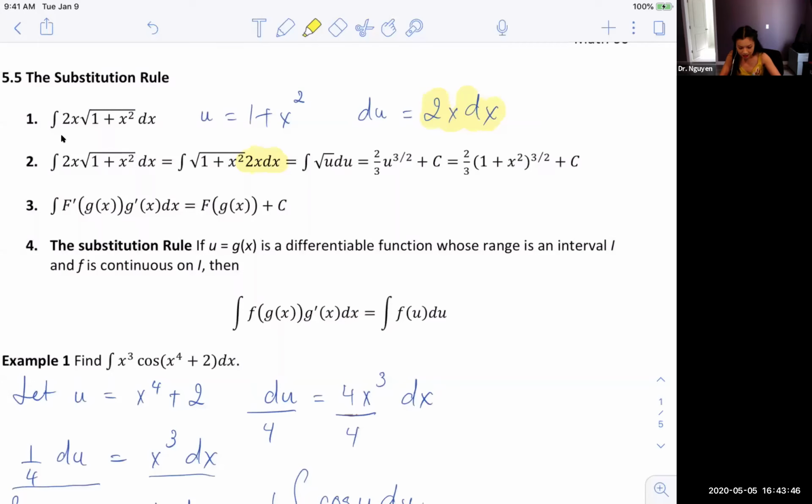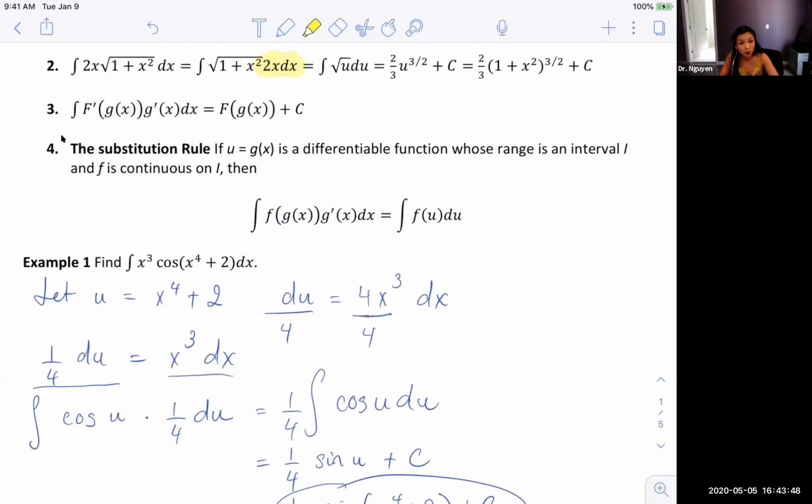So let's take a look at example 1. In example 1, we have x cubed and we have the cosine of a big thing, right? Now I can't really combine those two. I can't really distribute. So I'm going to let u equal x to the 4th plus 2. When I take the derivative, I end up with du equals 4x cubed. Now the problem is, in the original problem, I only have x cubed. I do not have 4x cubed, right?